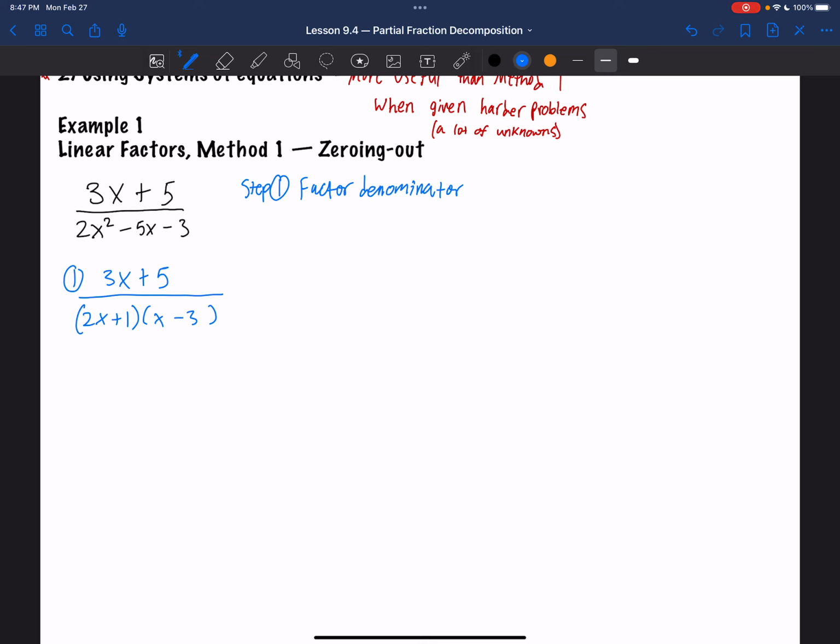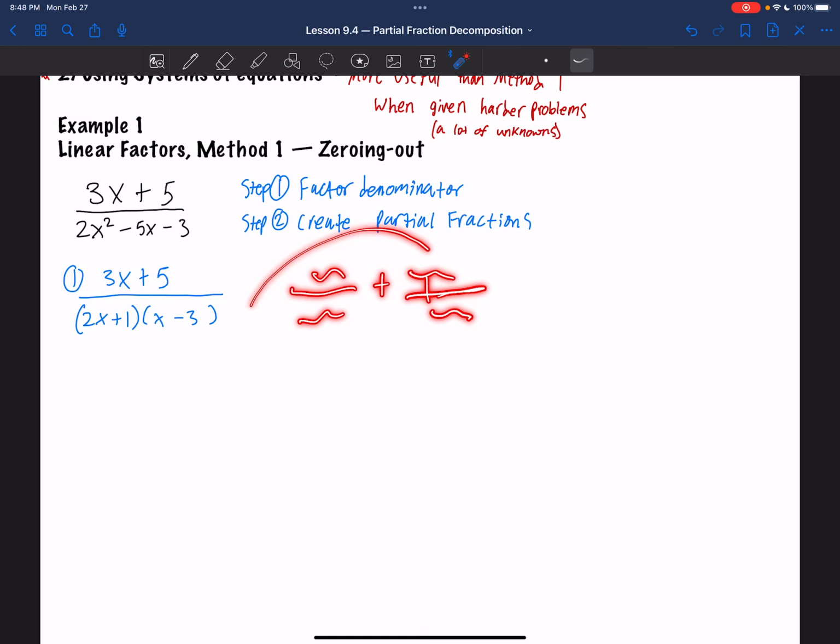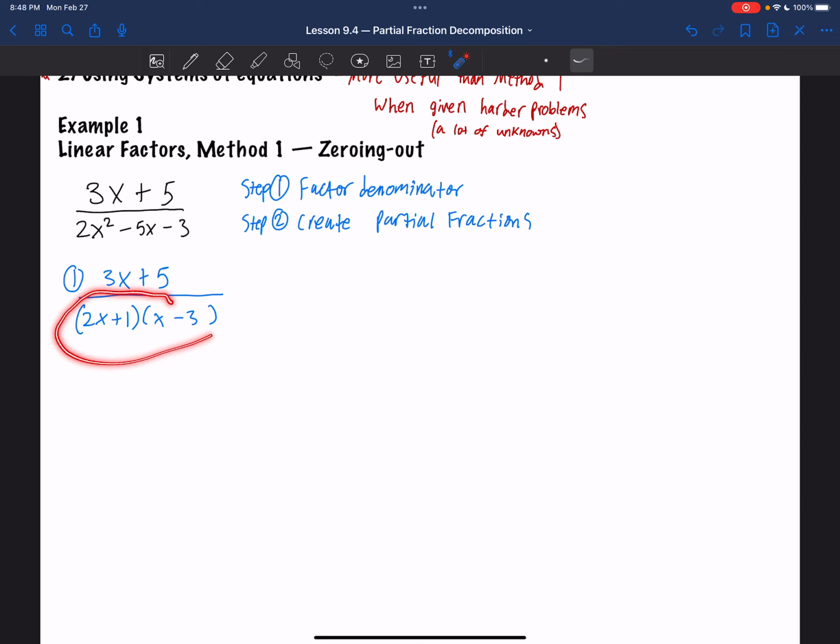Now step 2. Create partial fractions. Now, for linear factors, if I want to split this into multiple fractions, look at your denominator. You know that the least common denominator here, this denominator has two factors, 2x plus 1 and x minus 3. So naturally, this is going to have a denominator 2x plus 1, and I'm going to have a denominator x minus 3.